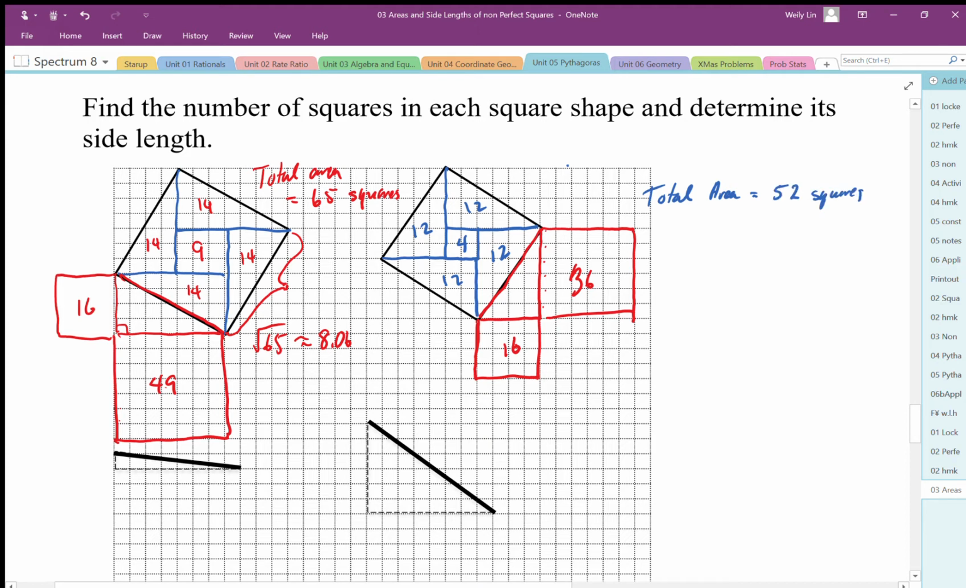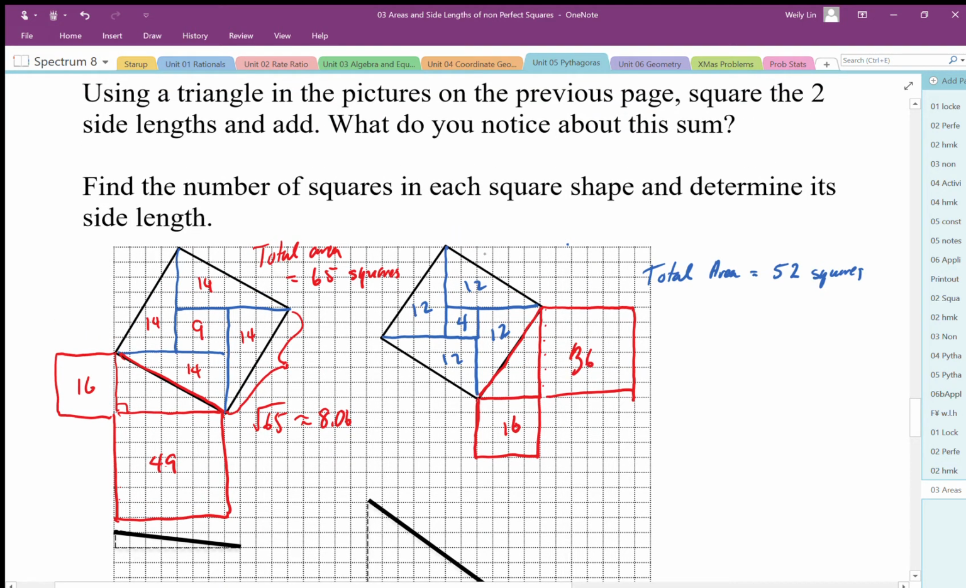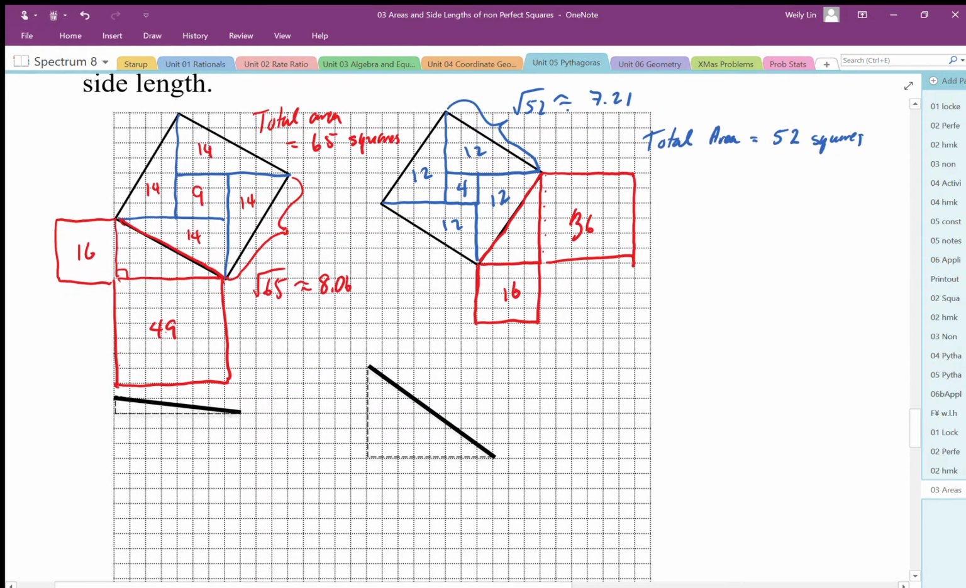Okay, and then really what we're trying to find out is the side length. The side length here is going to be square root 52, which is approximately just a little bit more than 7. So we're going to go second square root 52, and we get 7.21. Okay, and that seems about reasonable. If we were to look at this, that's 7.21. Yeah, that looks like it's working.